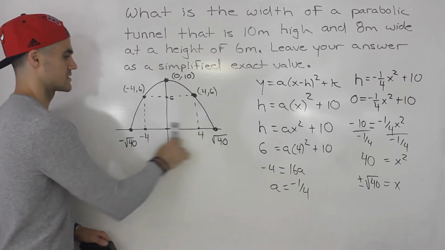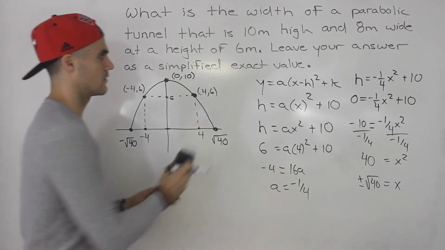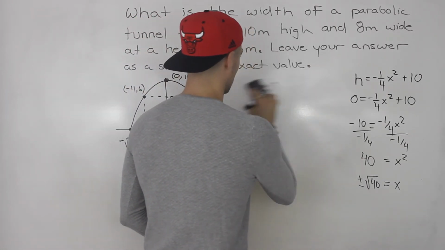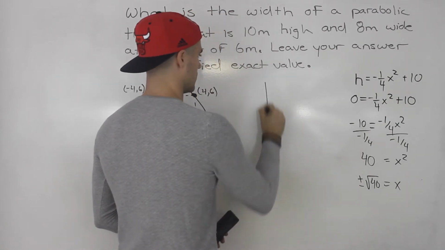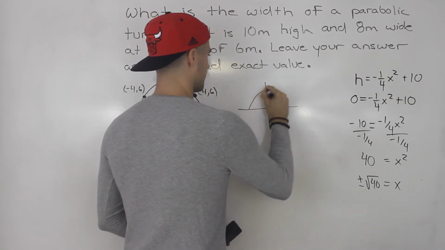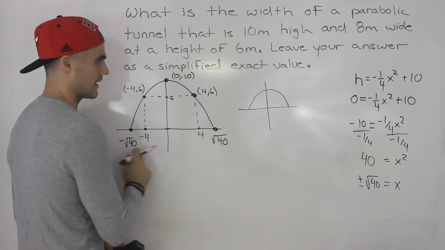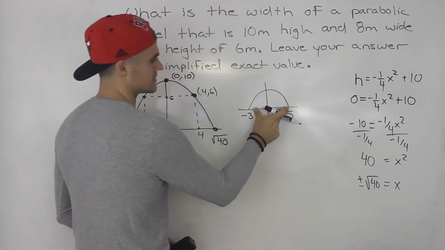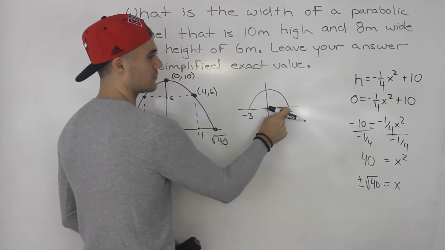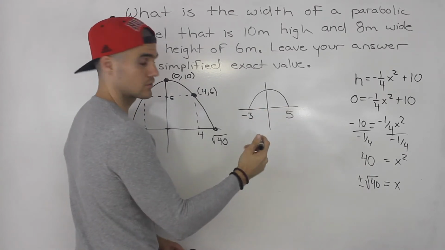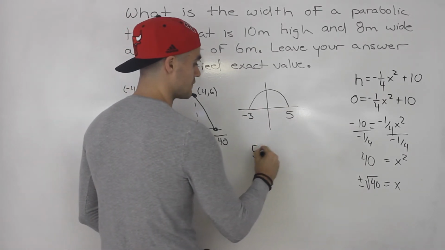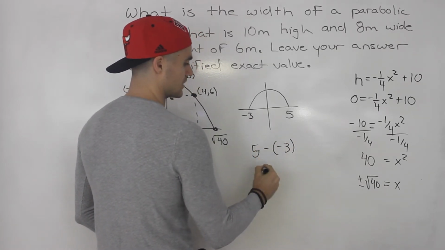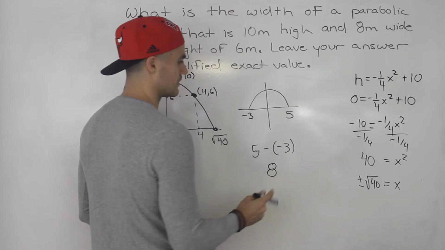So now that we have the intercepts, we can just take this intercept, subtract this one, and that would give us the width, right? Because if you think about it, if I draw another parabola here, even though we're dealing with a negative, let's say this is negative 3 and then this is 5. What's the distance between negative 3 and positive 5? It's 8. The way you get that is you go 5 minus negative 3, which would be 5 plus 3, which would be 8.